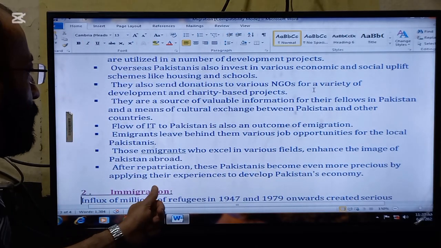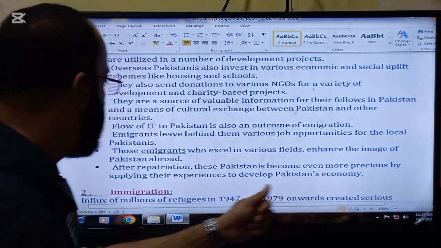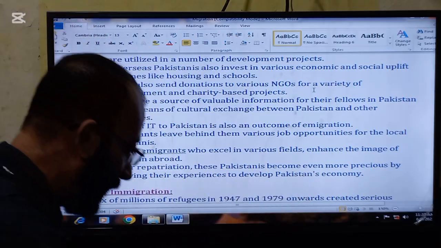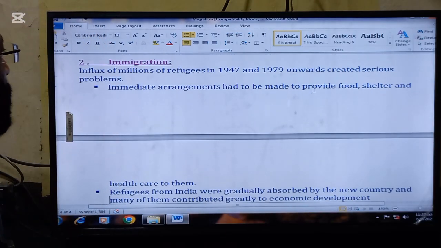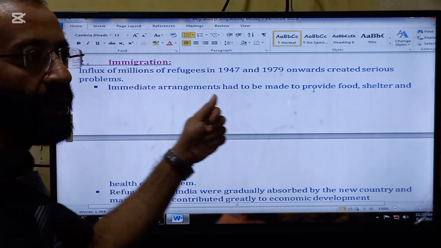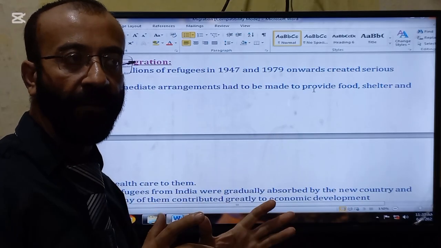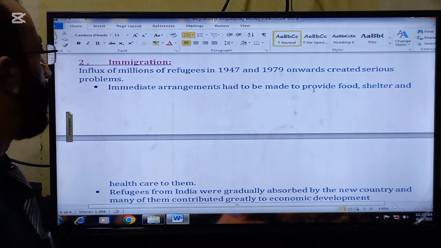After the repatriation, these Pakistanis become even more precious by applying their experience to develop Pakistan's economy. So these are the positive effects. Now we are going to read the effects of the immigration. Immigration is people coming to Pakistan. So what are the effects they actually made on Pakistan's economy?